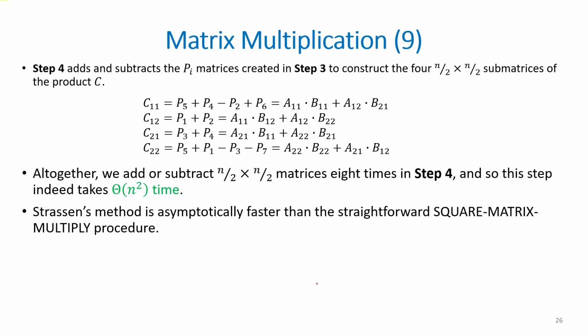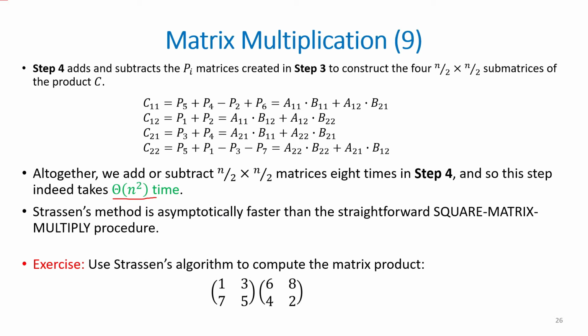Finally, in step 4, we calculate the output submatrices C11, C12, C21, and C22 by adding and subtracting the product matrices that we obtained in step 3. Since this is addition and subtraction, we have seen that the running time for such operations is θ(n²). Therefore, as n grows asymptotically large, we can say that Strassen's method would outperform the square matrix multiply procedure as it replaces one of the multiplication operations with addition and subtraction.